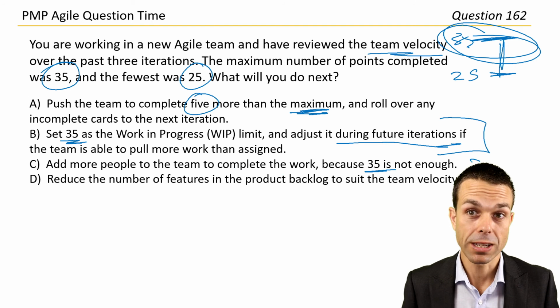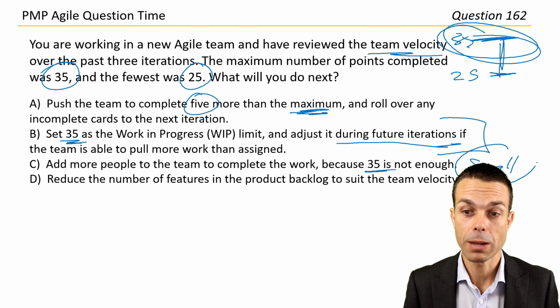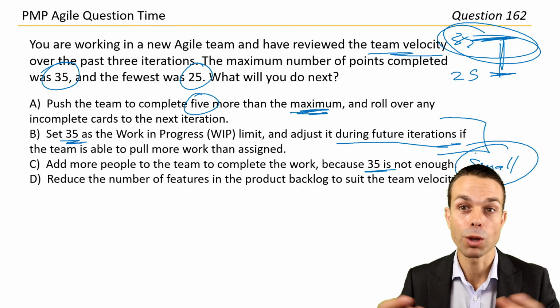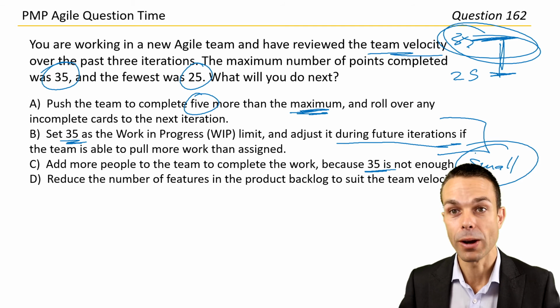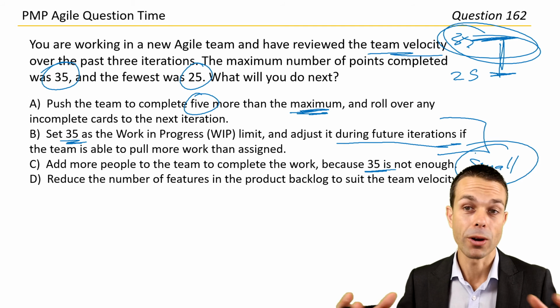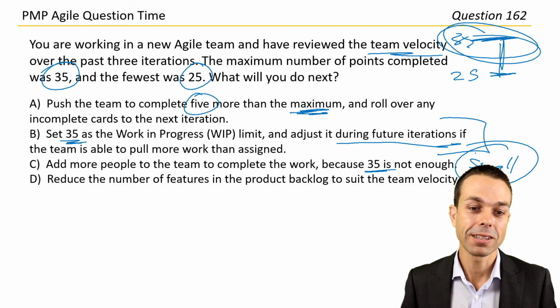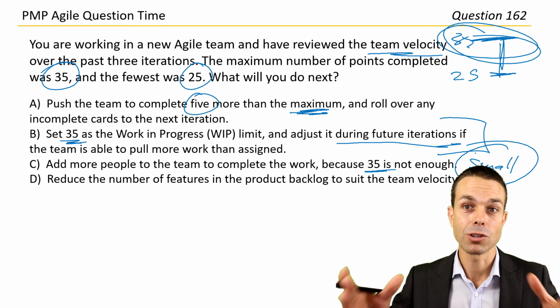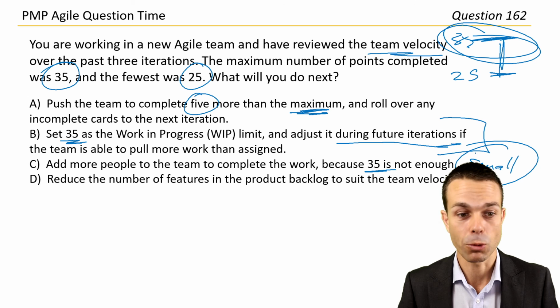Add more people to the team to complete the work because 35 is not enough. We actually want small teams. So adding more people may not do it. Adding more people complicates the process. It makes more communication channels. It has more areas where things can go wrong. It has more areas of conflict. So that may not work necessarily. Sometimes that doesn't equate to more work being done, just adding more people.